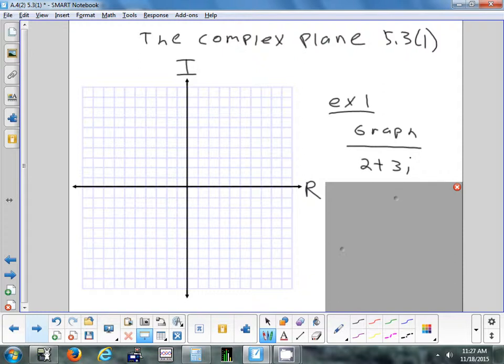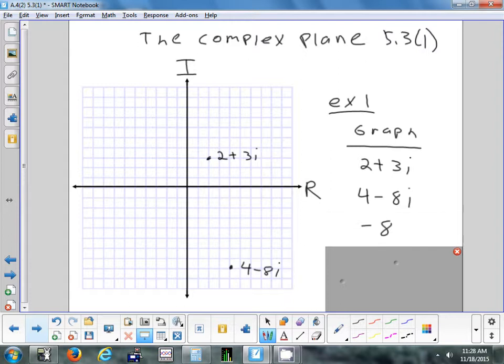So if my real part is 2, would I go left 2 or right 2? Right 2. And then what? Up 3. That's it. That's the coordinate 2 plus 3i graphed on the complex plane. How would I graph 4 minus 8i? Right 4 and down 8. That's it. It's 4 minus 8i.